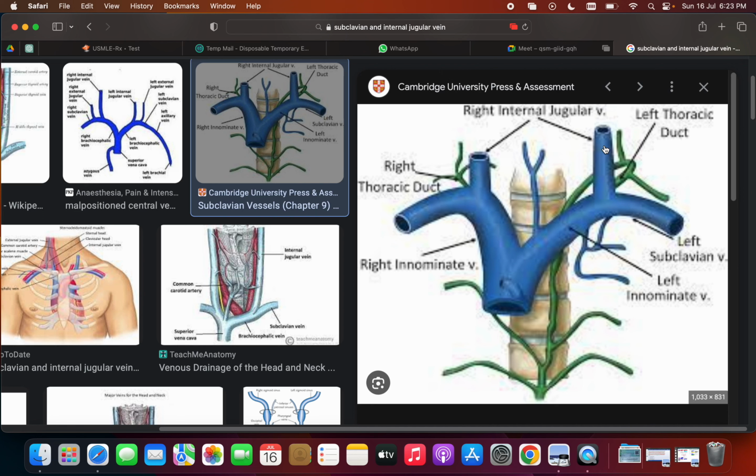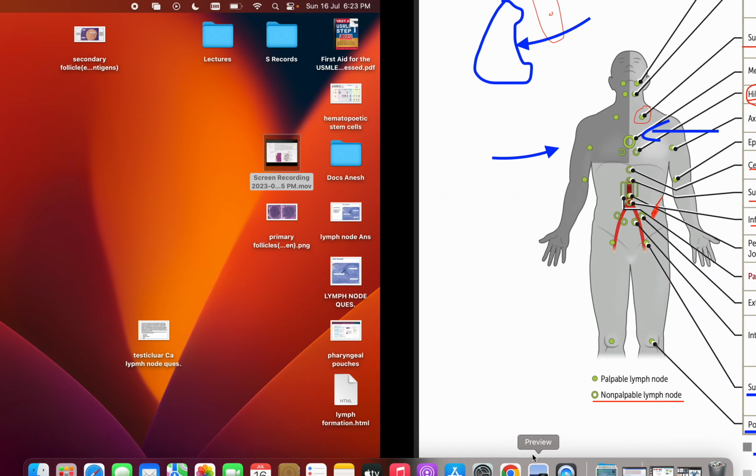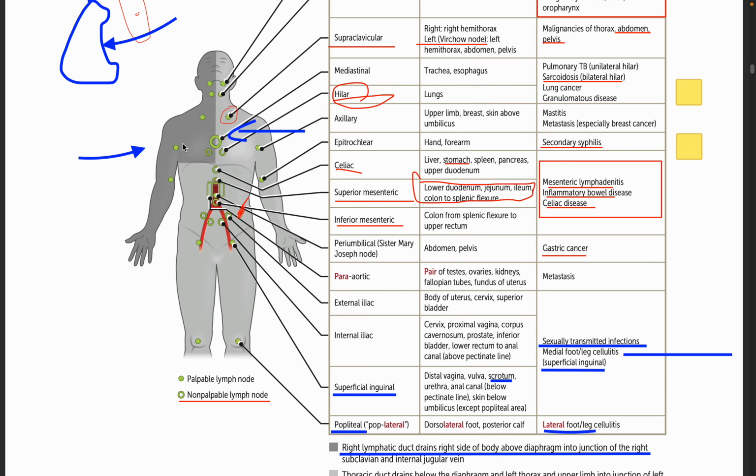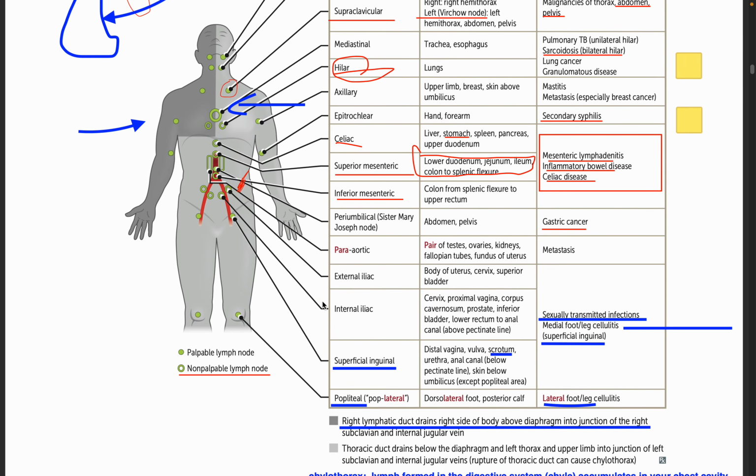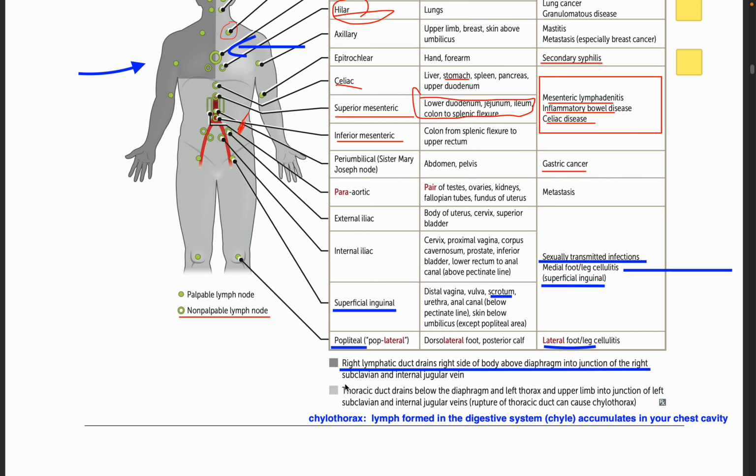Okay, then comes the left thoracic duct. The thoracic duct drains into this region, which is the junction of the left internal jugular vein and the left subclavian vein. So you just have to remember this thing, that the right side of the body above the diaphragm is drained by the right lymphatic duct, and all the body on the left side and all the body below the diaphragm, this region which is light gray in color, is drained by the thoracic duct. Okay, you got my point?